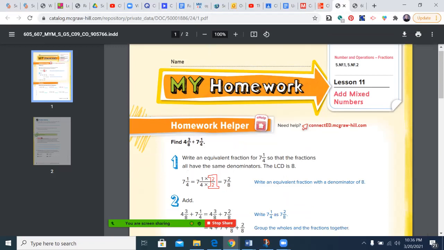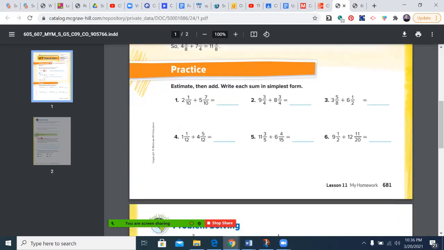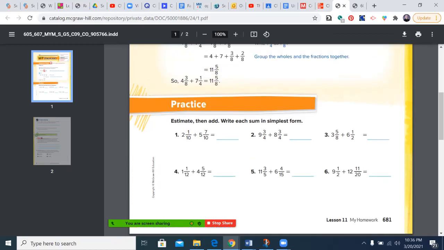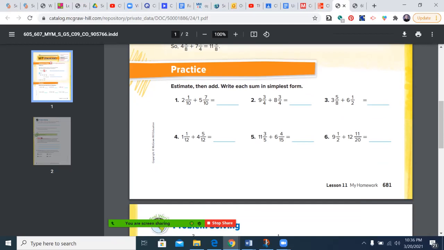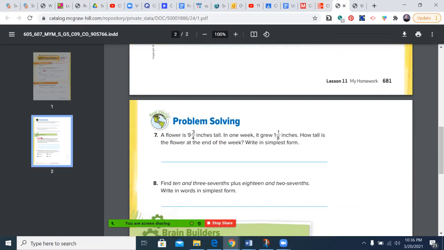Let's look at what today's work will be like. Just a sneak preview. You're going to estimate and add. You're going to write the sum in simplest form. So in your head, you're going to get an idea of what the answer should be, such as 2 and a 10th, that's close to 2, 5 and 7/10 is closer to 6. So my answer should be about 8, that kind of thing. If you get an answer where the fraction piece is not in simplest form, make sure you simplify it. The whole numbers will stay the same. We don't simplify those. They already are.